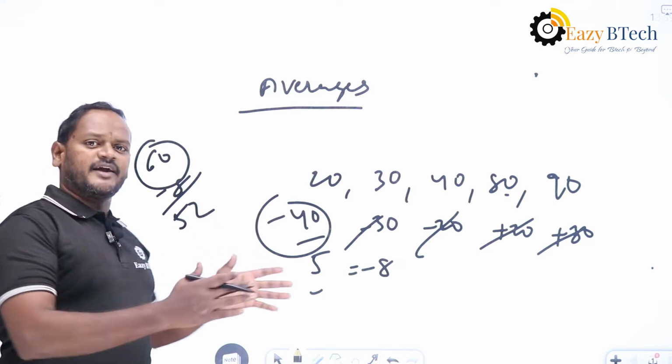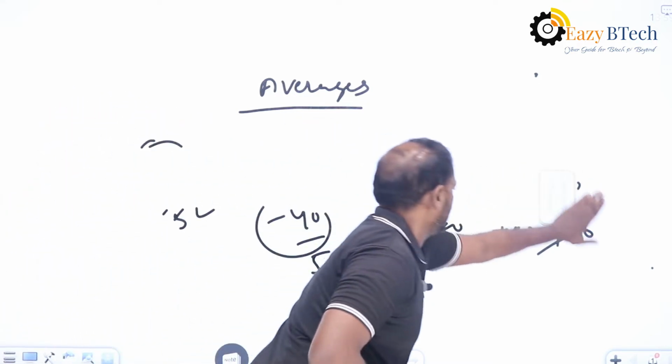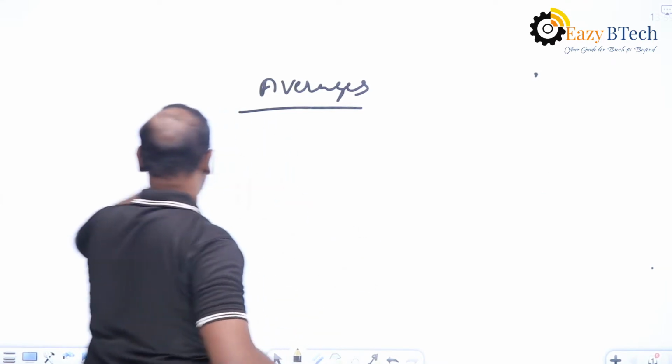Okay, this can be taken as model number 1. Let's go for model number 2. So I'll give one more question. Try to give the answer for this question. Right?